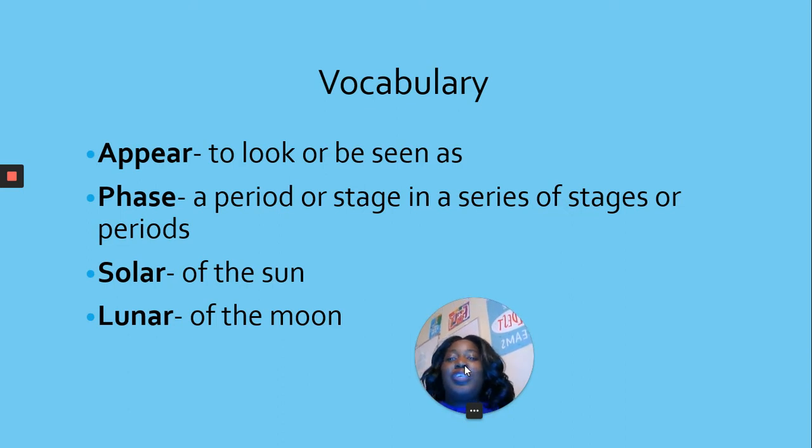So, for instance, in what we're talking about today, we're talking about phases of the moon, which is when the moon changes its appearance. It happens in 4 stages or 4 phases. All right, the next word is solar. Solar means of the sun. Lastly, we have the word lunar. Lunar means of the moon.